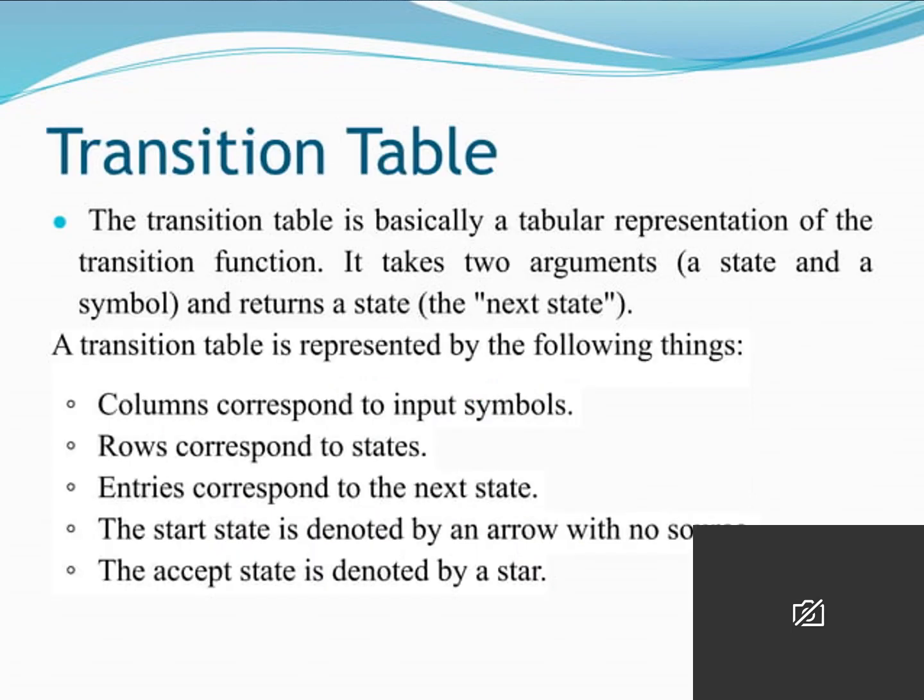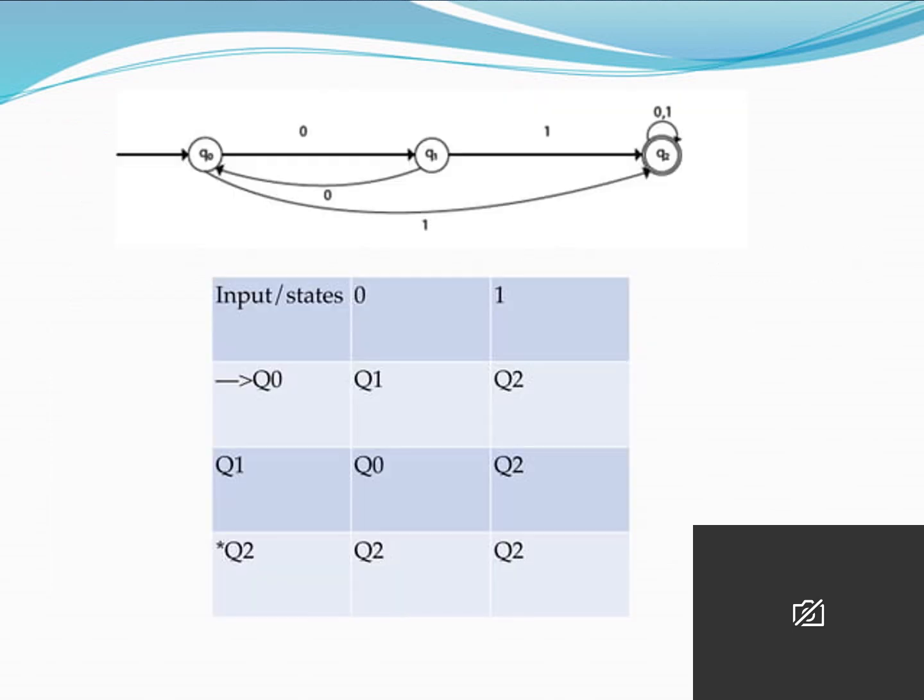In the transition table, as an example, the columns correspond to the input symbols and the rows correspond to the states. The entries correspond to the next state. For each and every input, it moves from one state to the other state, and that is also represented through the rows and columns. The accepting state is denoted by the star symbol. Like this, this one is the example of the transition diagram, and this table representation is the example for the transition table.